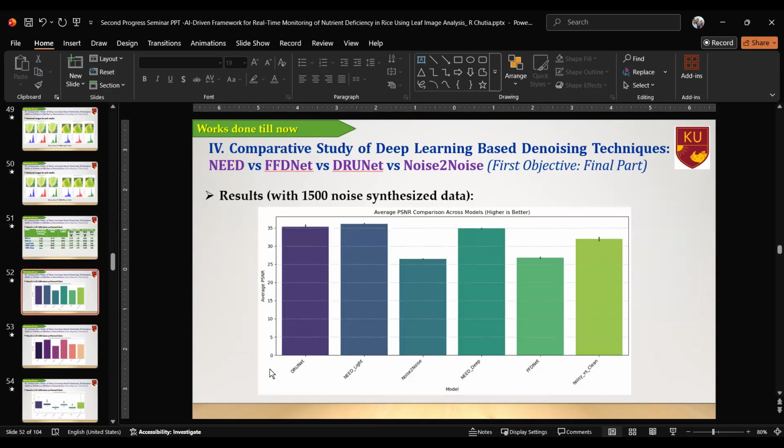So here we are presenting graphically the average PSNR.